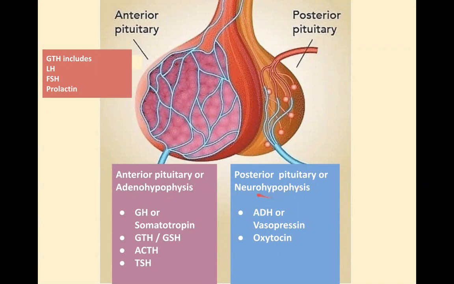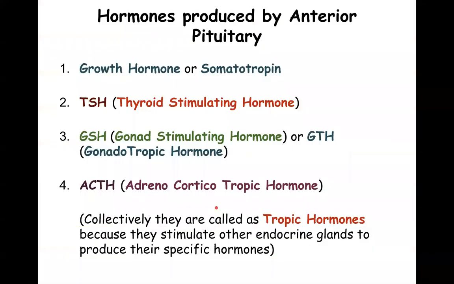Now, the posterior pituitary or the neurohypophysis basically produces two hormones, ADH or vasopressin, and oxytocin. So the hormones produced by the anterior pituitary are growth hormone, GH, or somatotropin, thyroid stimulating hormone, the gonad stimulating hormone, GSH, or gonadotrophic hormone, GTH, and ACTH, adrenocorticotropic hormone. Collectively they're all called tropic hormones because they stimulate other endocrine glands to produce their own specific hormones.